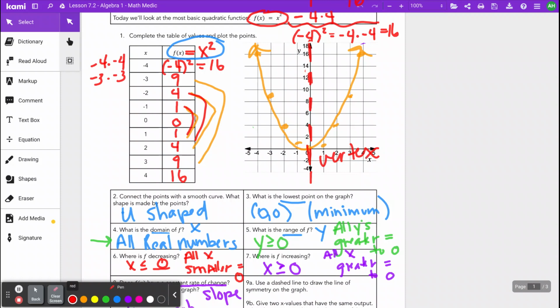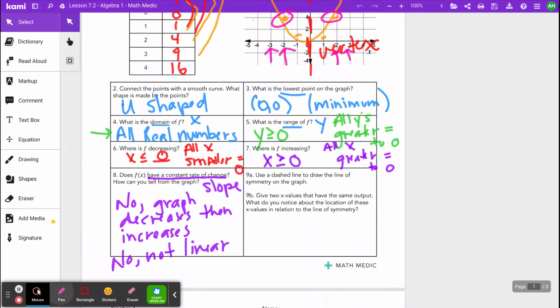And it says, give two x values that have the same output. All right. Well, negative 2 and 2 have the same output of 4, or negative 3 and 3 have the same output of 9. We noticed that in our table before, okay? And so I can say, well, x equals negative 2, x equals 2. What do you notice about the location of these x values in relation to the line of symmetry?